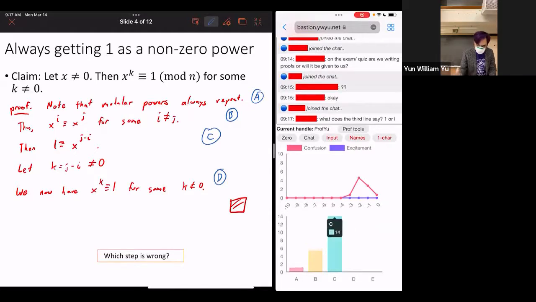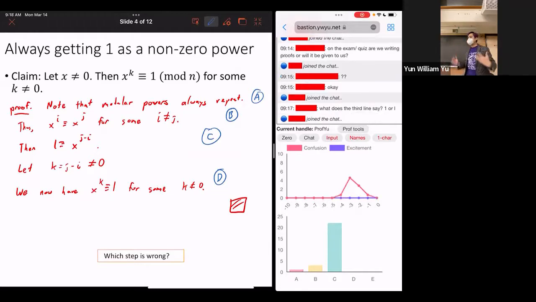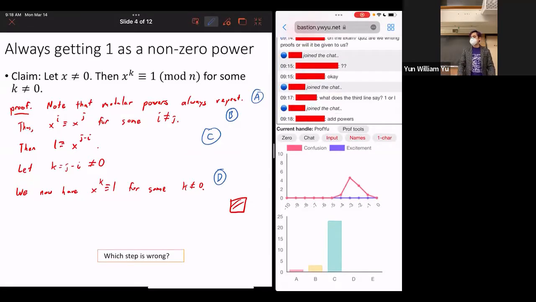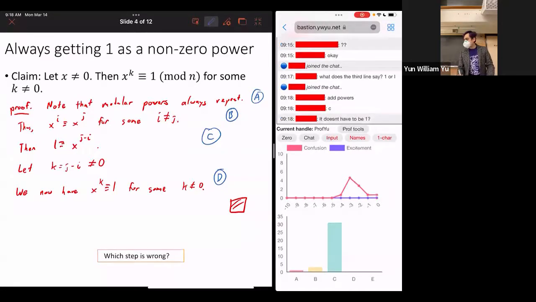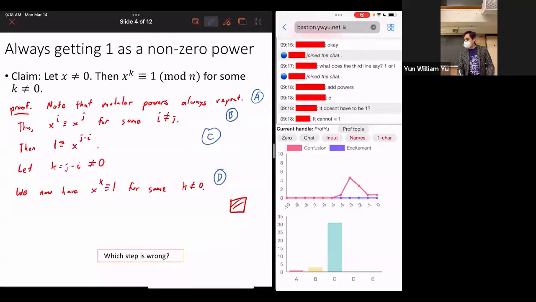So the third line says that one is equivalent to x to the j minus i. Okay, so people are thinking that it might be the third line. Why? Does someone want to say in chat or just out loud, why do you think the third line is wrong? I don't quite know what you mean by that. So certainly, it cannot equal one.